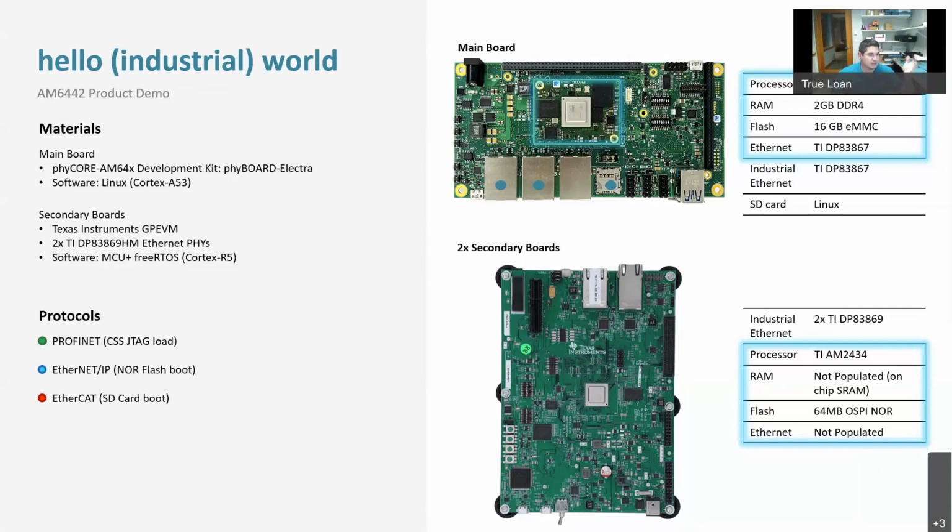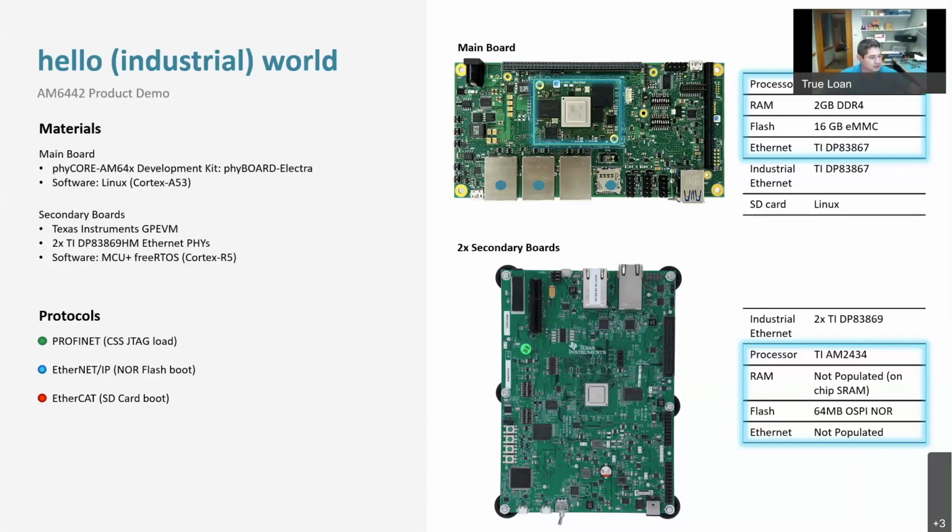Today, we're going to be using the PHYCore AM64X development kit, which you see at the top of the slideshow, featuring the SOM itself, which is the brain of everything. The processor, the AM6442, is located here. This will be the main board, or what is called the master in EtherCAT documentation, though that's terminology we're trying to get away from. This is going to be the conductor of the symphony, of sorts. This main board will control the secondary boards daisy-chained down the line.